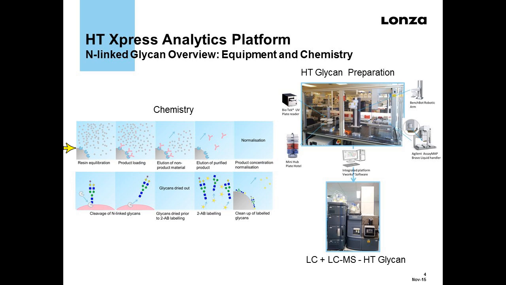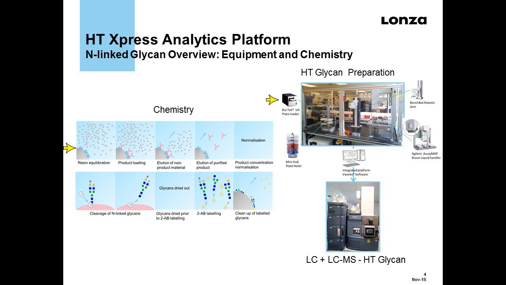An automated product protein concentration normalization then occurs on board before the samples enter the glycan portion of the process. This is facilitated by the onboard plate reader, which is used as a spectrophotometer in a 96-well format, which allows the product concentration normalization to occur in an automated fashion.